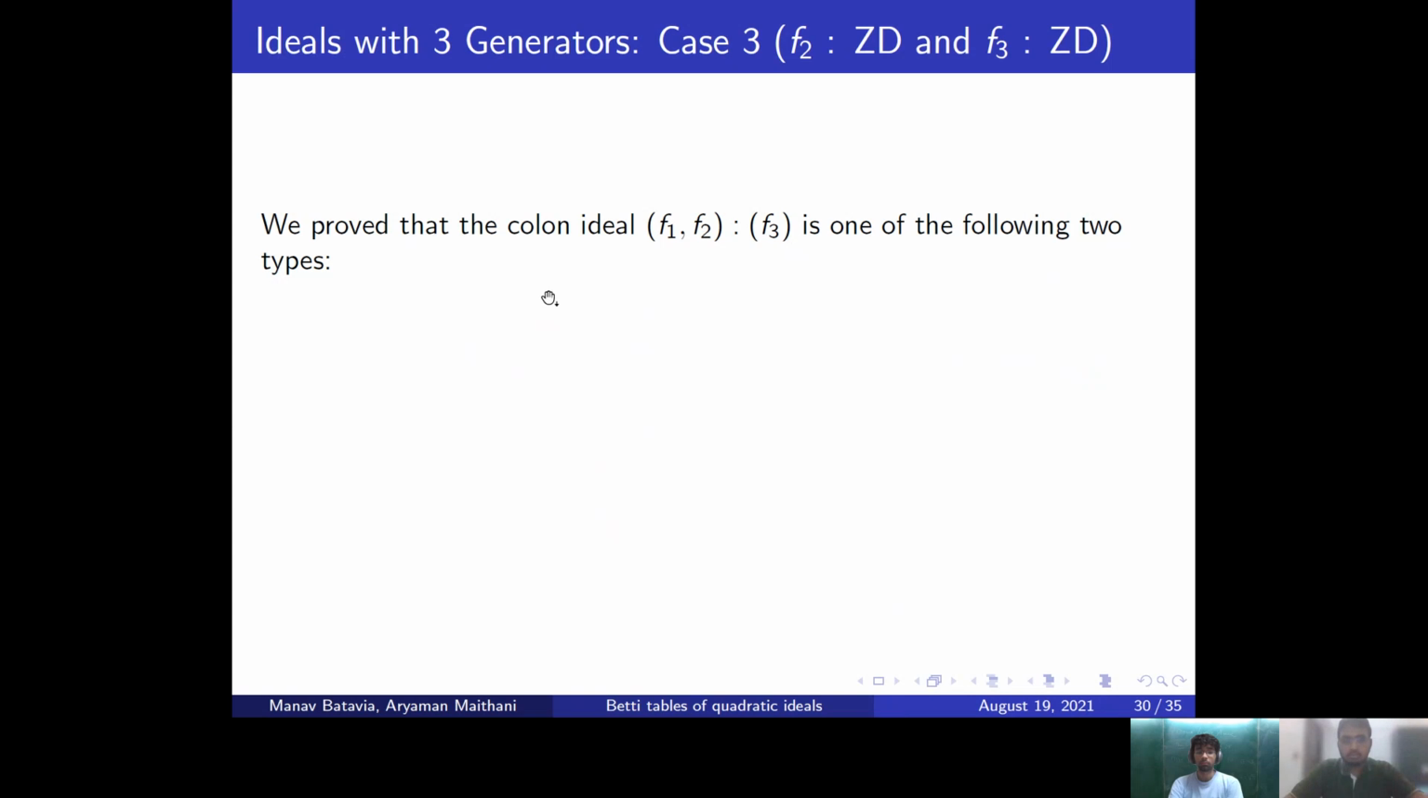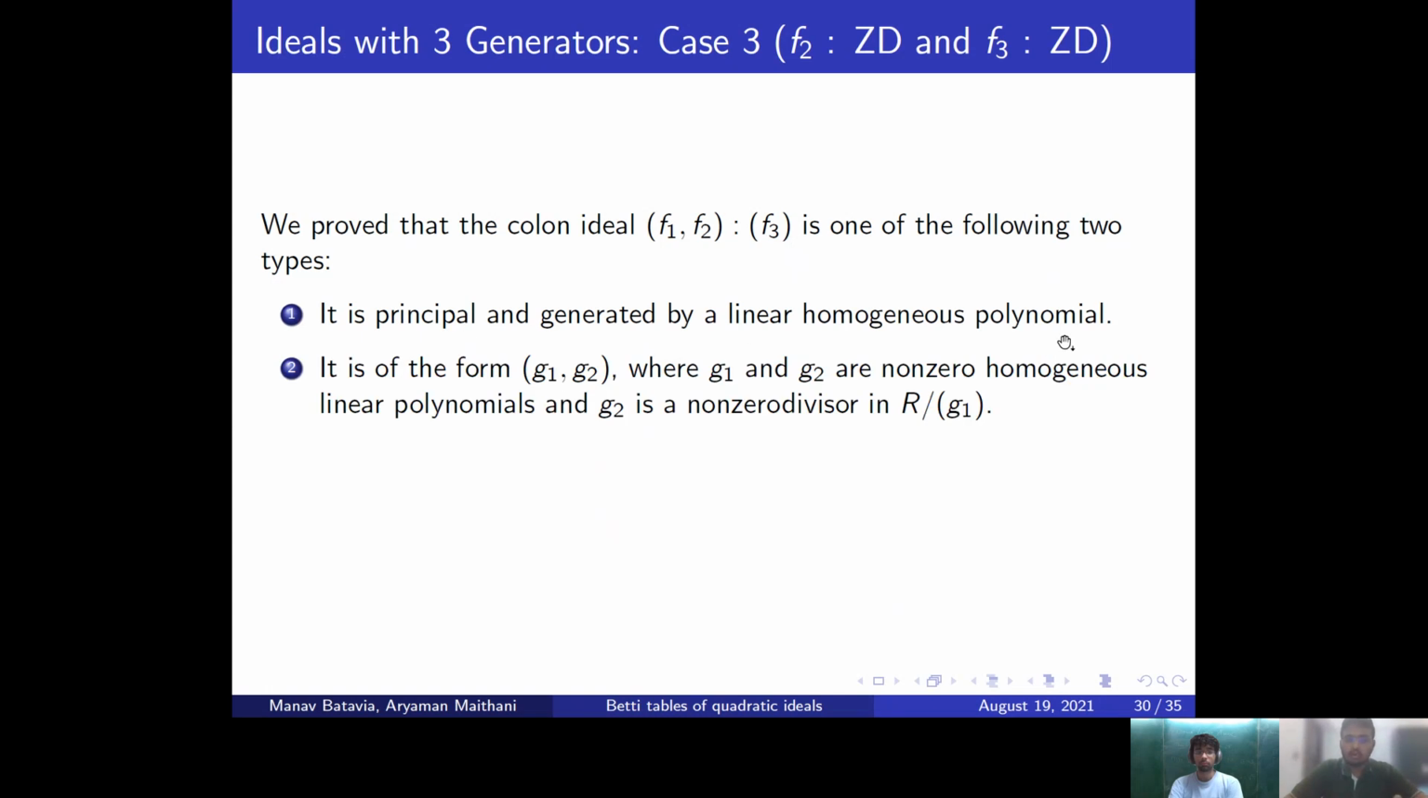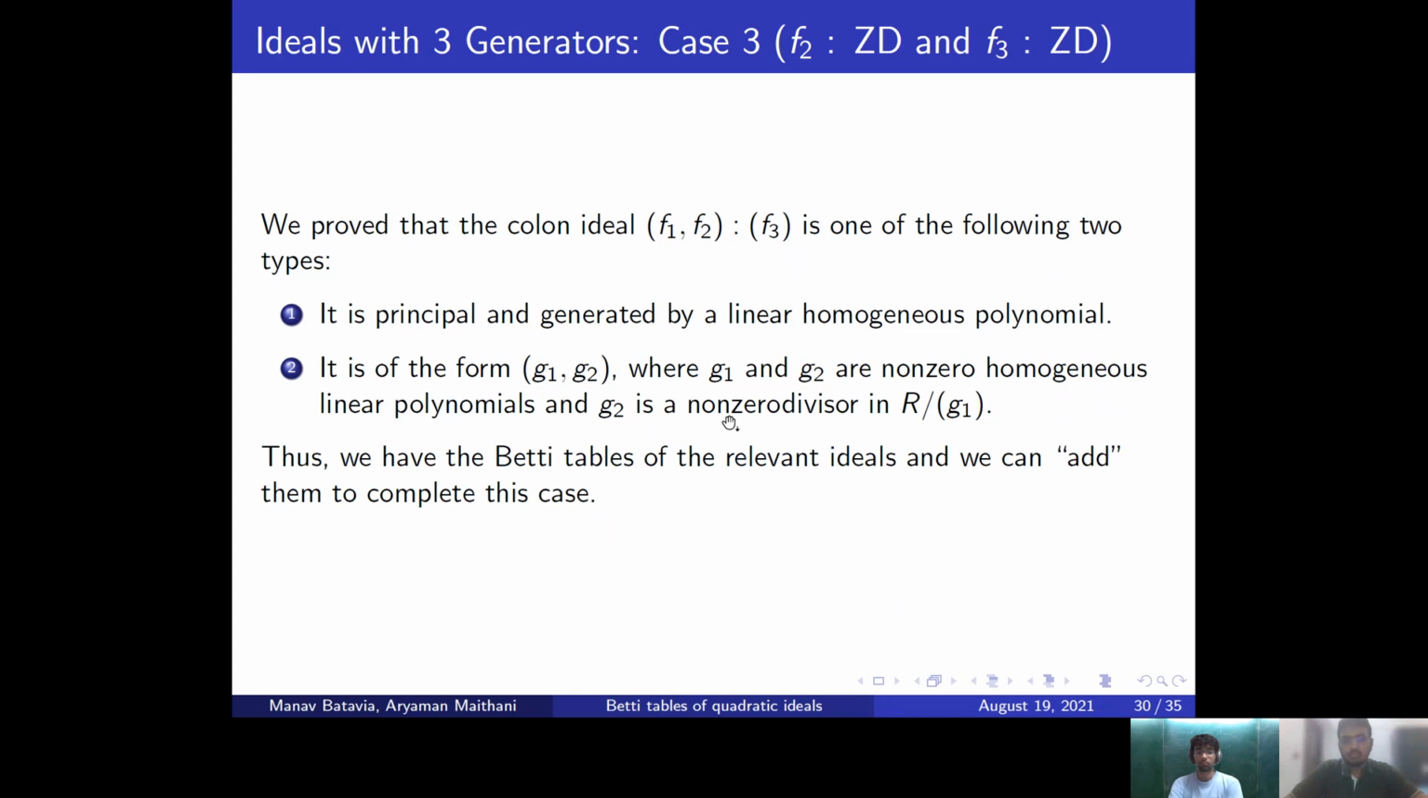So before we come to that, we prove that the colon ideal (f1, f2) : f3 is one of the following two types. Type 1 is that it is principal and generated by a linear homogeneous polynomial. Type 2 is that it is of the form (g1, g2), where g1 and g2 are non-zero homogeneous linear polynomials, and g2 is a non-zero divisor in R mod g1. Thus, we have the Betti tables of the relevant ideals, and we can add them to complete the case.